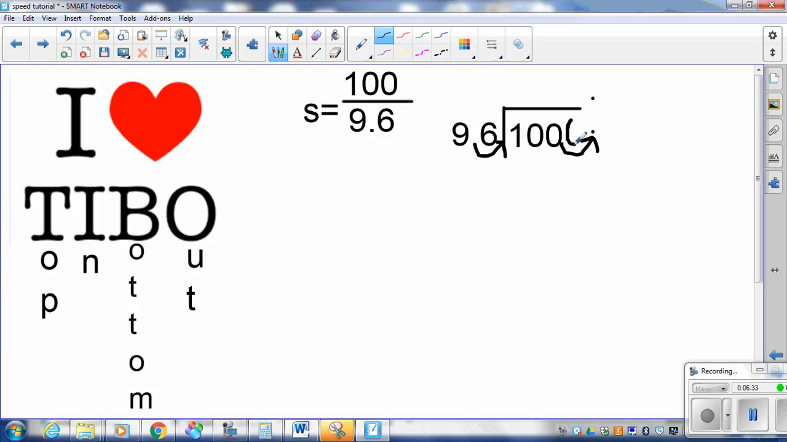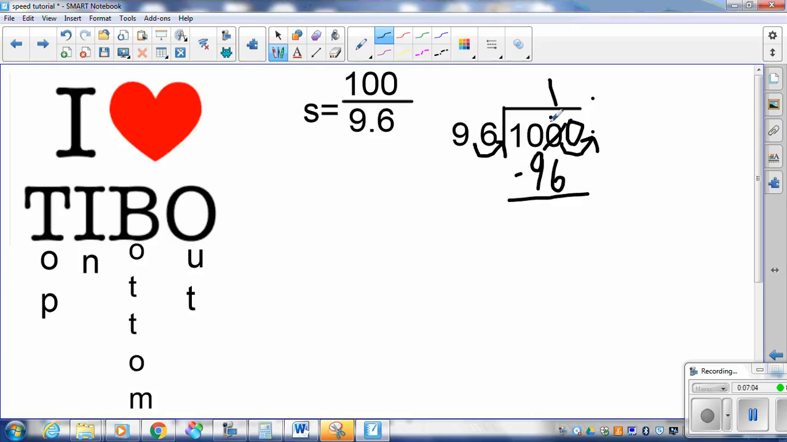So 10 multiplied by 100 equals 1,000. Now I'm ready to divide. 96 cannot go into 1. 96 goes into 10 0 times. 96 goes into 100 one time. 96 times 1 is 96. That's pretty easy. Now I'm going to subtract.